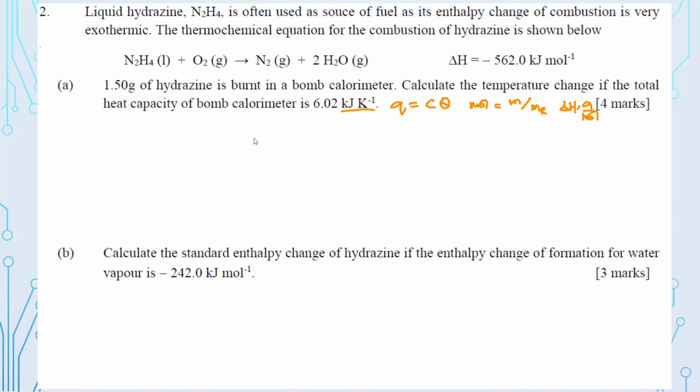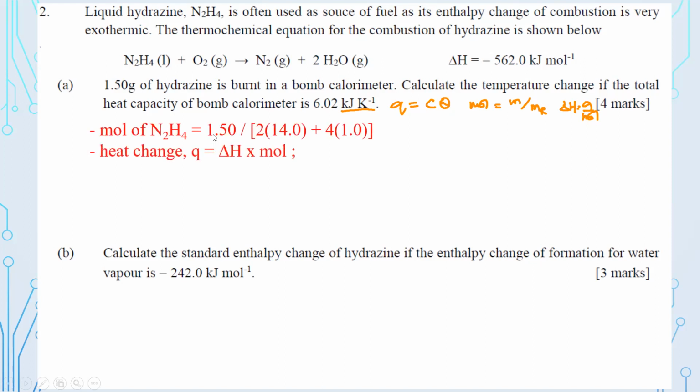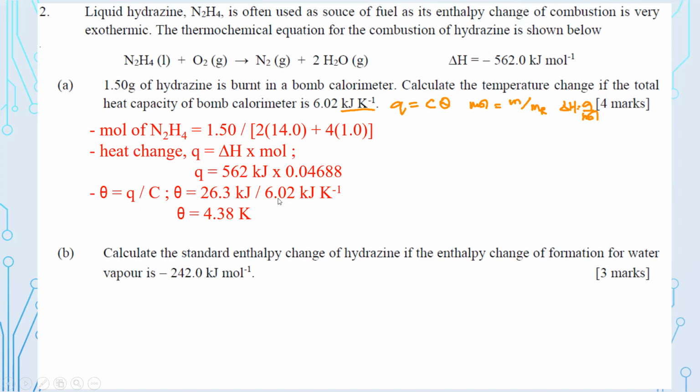Okay, so what is the mole of the hydrazine? Mole of the hydrazine is 1.50 divided by, and you substitute exactly as given in the question, including the relative atomic mass. You must substitute exactly as given in the periodic table at the back of your notes. So 1.50 divided by 2 times 14 plus 4 times 1. At the end, you get the mole, 0.04688. Then the enthalpy change of the reaction, Q, equals delta H multiplied by the mole. So you get 562 kilojoule multiplied by 0.04688. Finally, theta equals Q over C, so you get 26.3 kilojoule divided by 6.02 kilojoule per Kelvin. You cancel kilojoule, and at the end you get your temperature, 4.38 Kelvin.